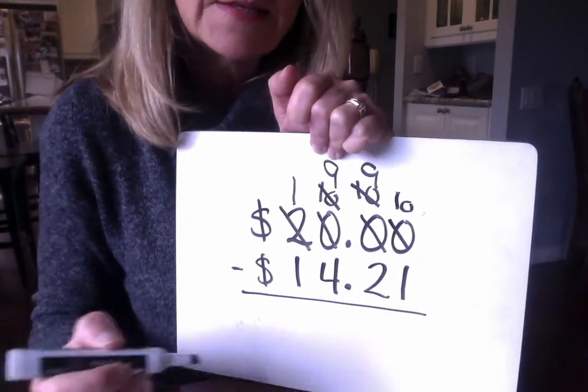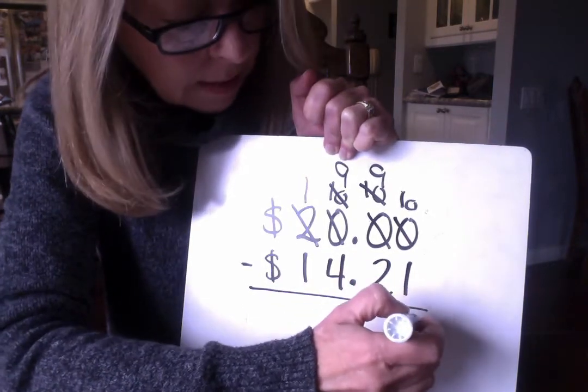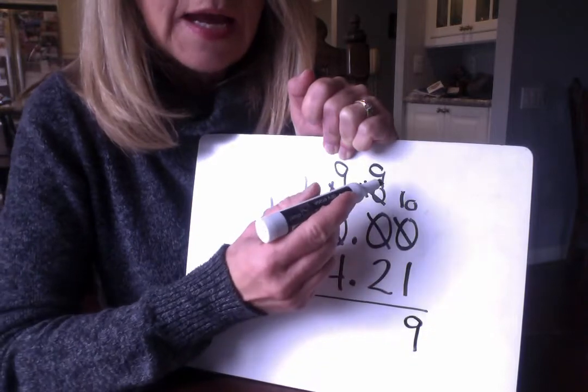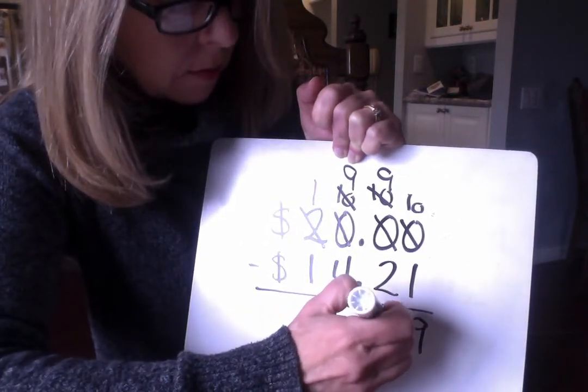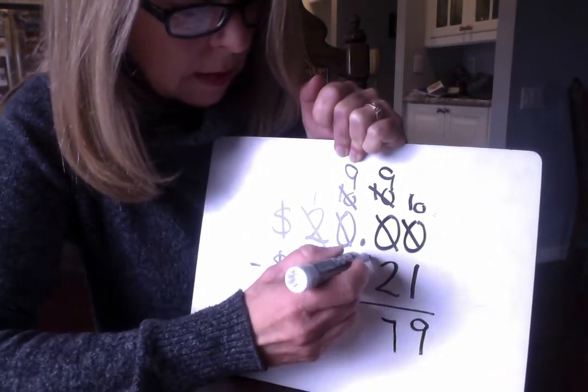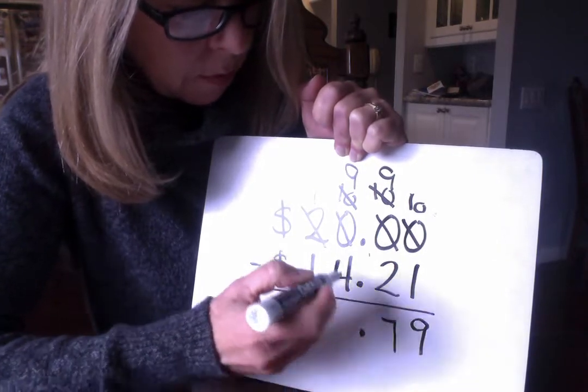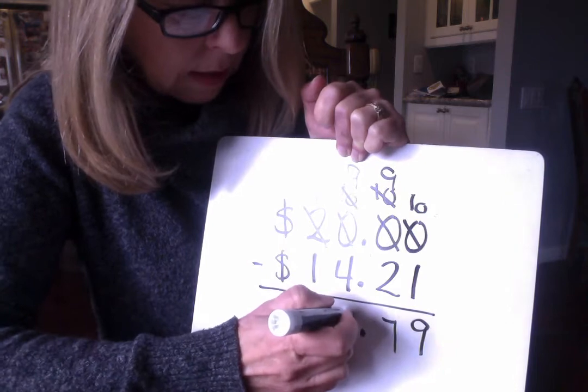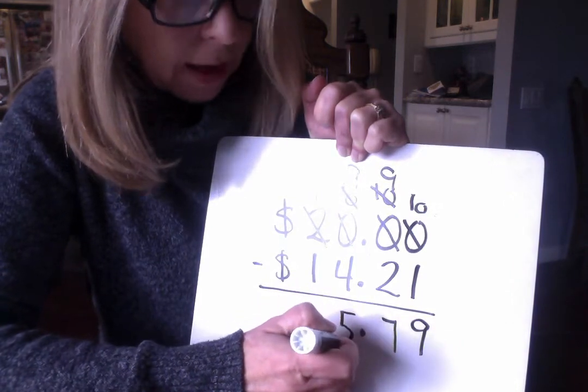Now I can finally subtract. 10 pennies minus 1 penny equals 9. 9 dimes minus 2 dimes equals 7 dimes. Decimal point, decimal point, decimal point. Now I have 9 $1 bills minus 4. It's going to give us 5.